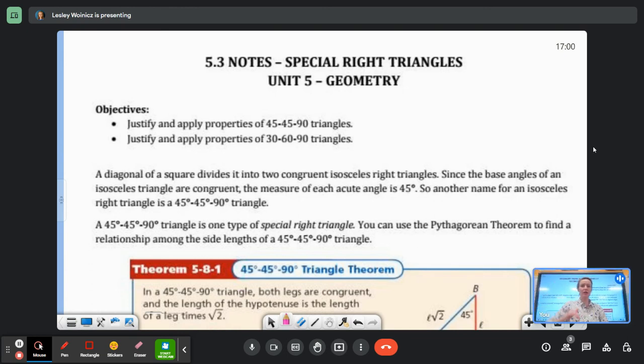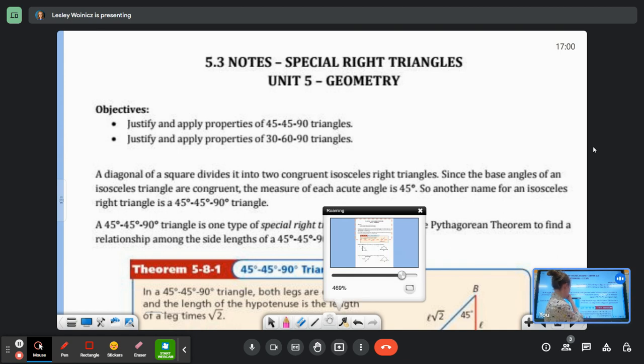Hey, we are going to talk about some special right triangles today. Last class, or last video, we got to talk about some triples, like the 3, 4, 5 right triangle, for example. We are going to find some more patterns that we can exploit just like those.